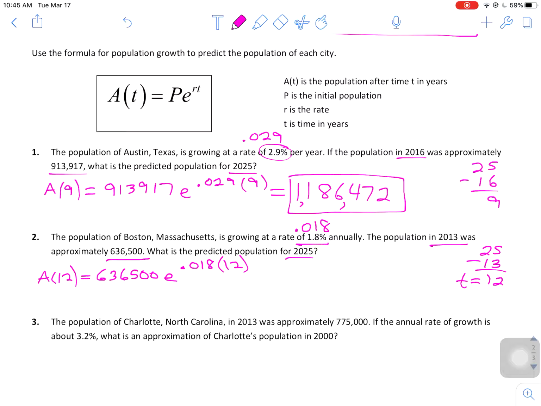So we're just going to type this in. And then I get approximately 789,962. And then it's a 0.6, so I'm going to round that up to 2. So about 789,962 people.